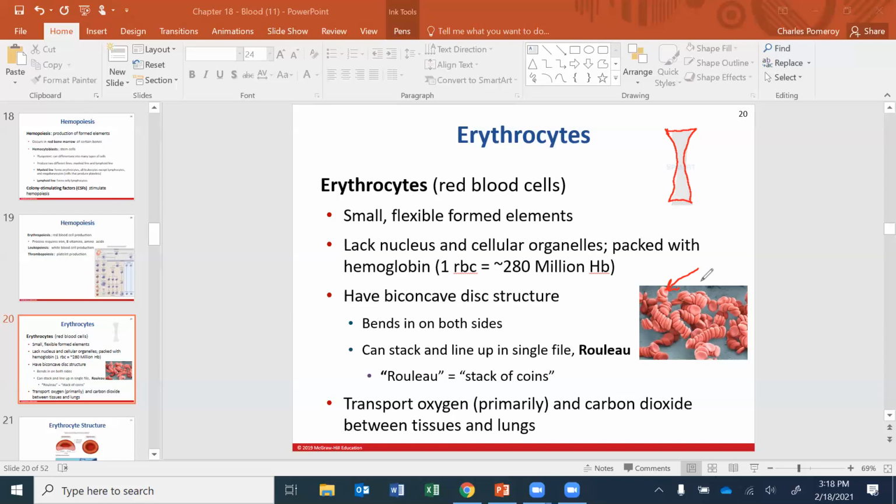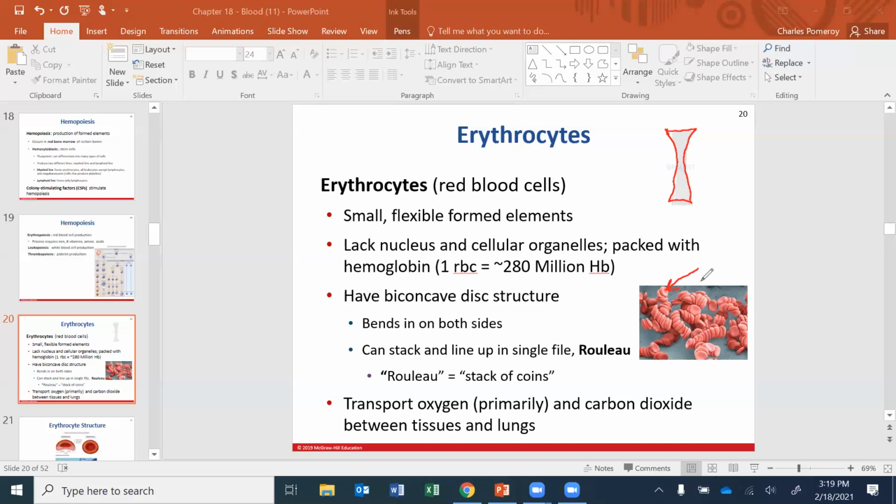Now, what that does is it shortens the distance that things have to travel to get in and go out. Okay, so when you're talking about diffusion, it basically shortens the distance of diffusion. So that way, when a red blood cell goes through a tissue, the oxygen will very quickly be soaked up, so to speak, by the hemoglobin. And so it just makes it easier to pick things up and drop things off. And so that biconcave shape is very important.